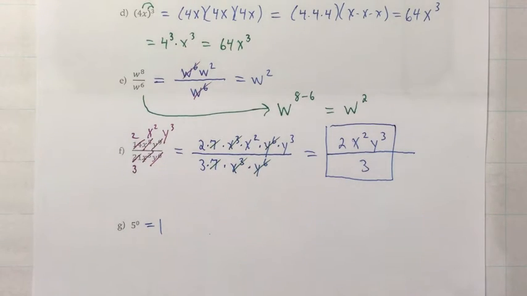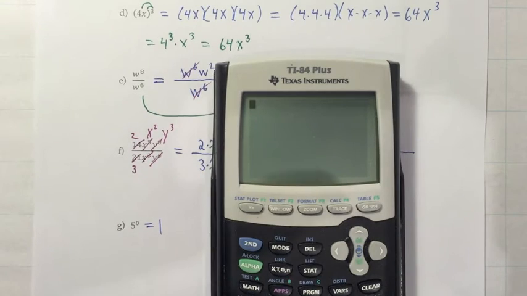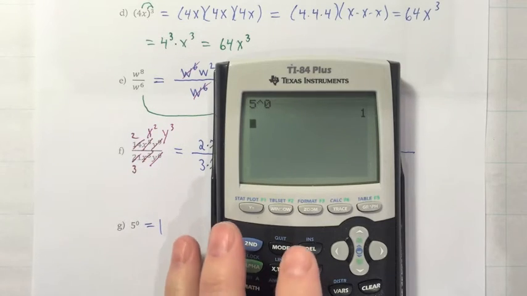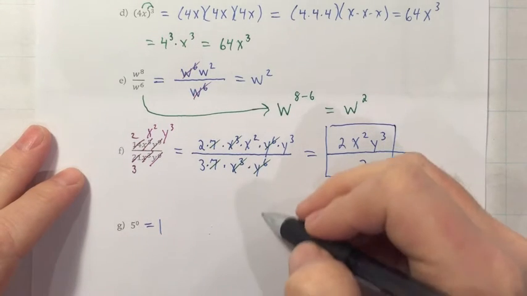And let me even show you that on the calculator to hopefully convince you that that's true. So I would take just a 5 and raise it to the 0, and according to the calculator, that comes out to be a 1. So why would that be? Let me show you an example.